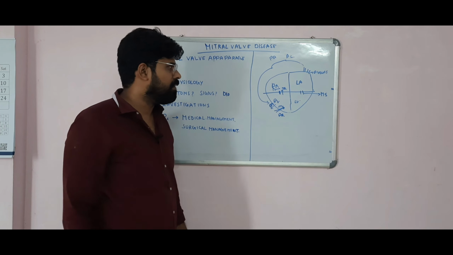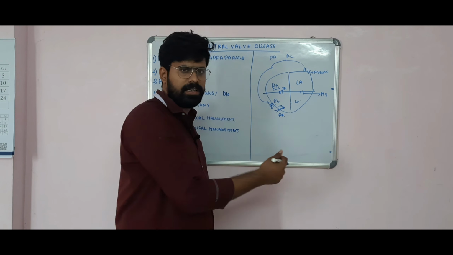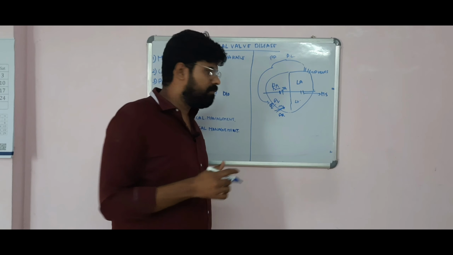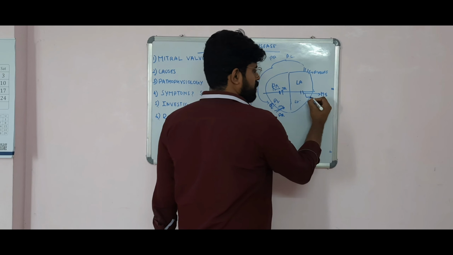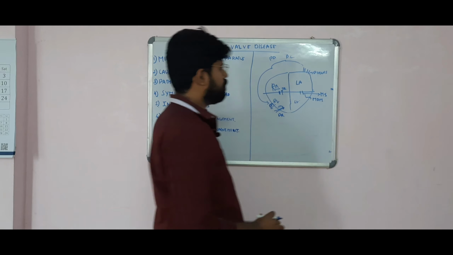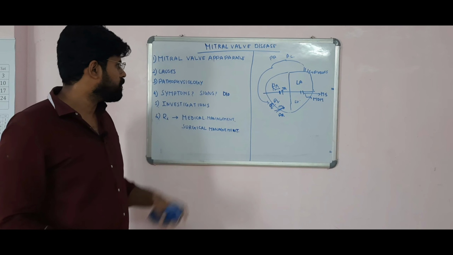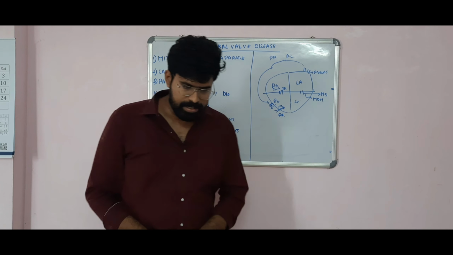Since the blood flows from the left atrium to the left ventricle, it will be forced. You have got a mid diastolic murmur in the mitral area. So now we'll start with the symptoms of mitral stenosis.